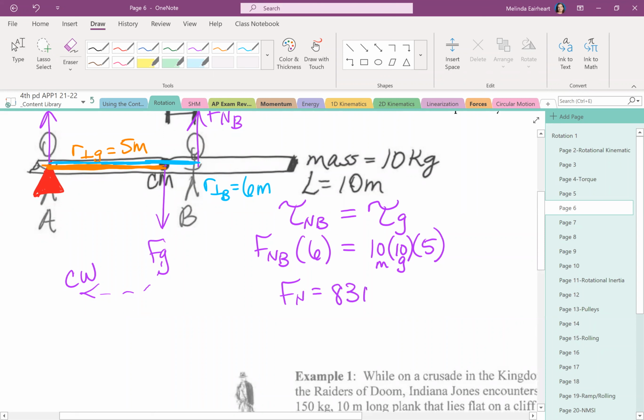83. We'll stop there just to make future math a little easier. But yeah, 83 newtons for the person at the B position. So FNB. So what about FNA?